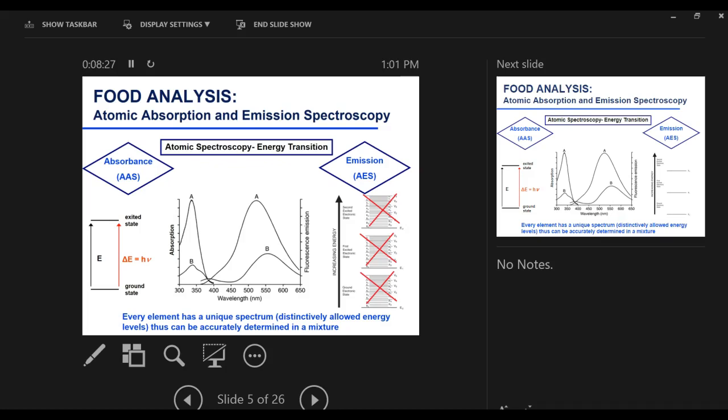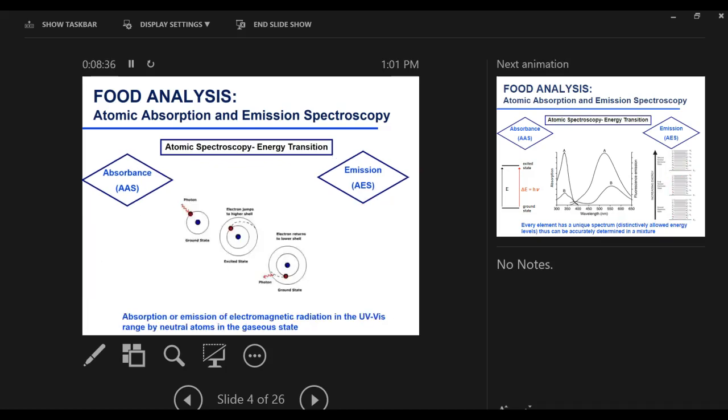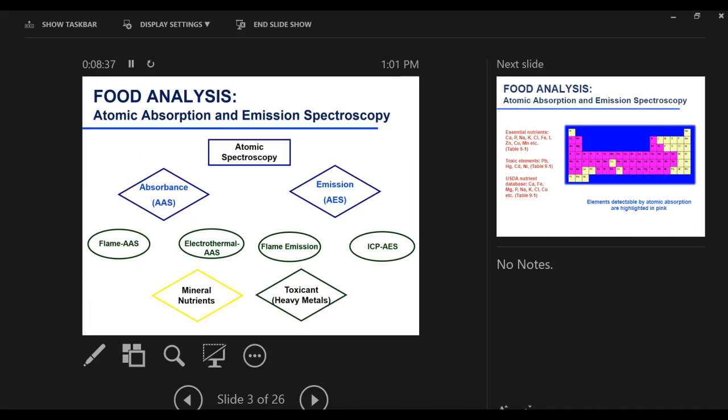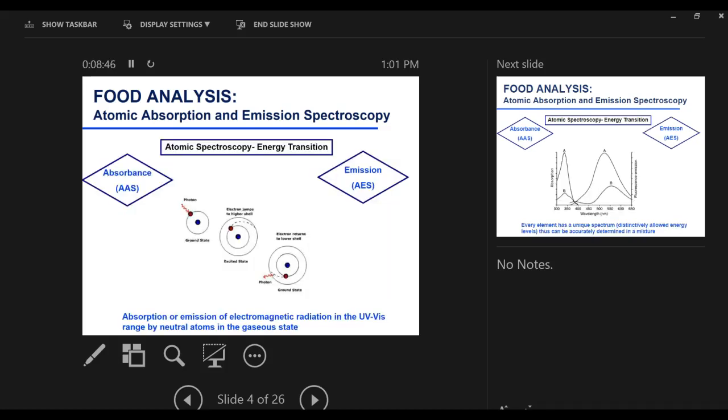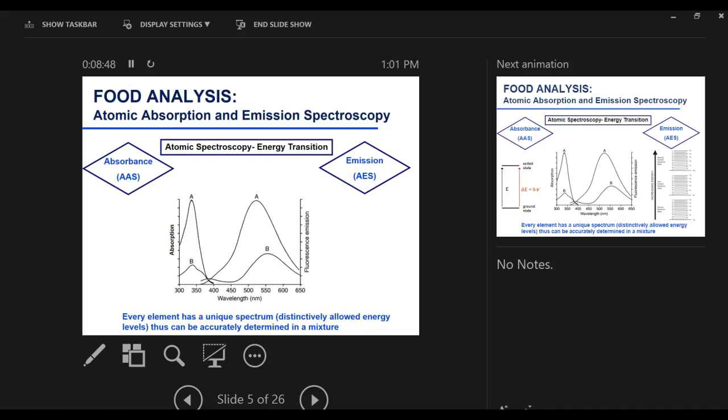Zach? Why aren't all elements able to be measured by atomic absorption? Good question. Why not? Some of them do not absorb light, basically. If they don't absorb light, then you won't be able to measure them. They can be excited. Okay.